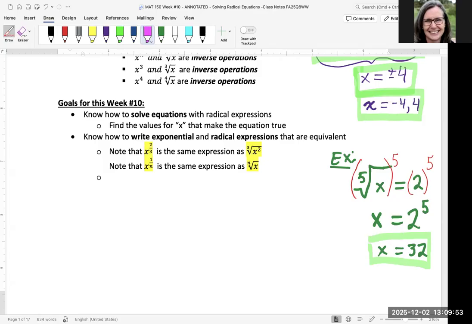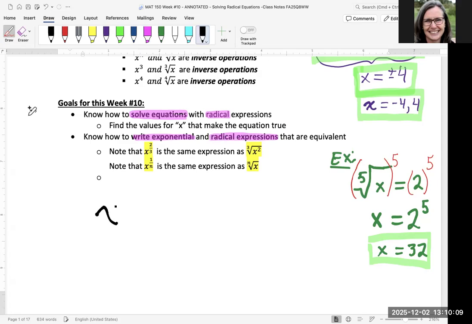All right, our goals for this week. Solve equations. We're going to solve equations that have radical expressions in them. We're going to write exponential expressions and radical expressions that are equivalent.